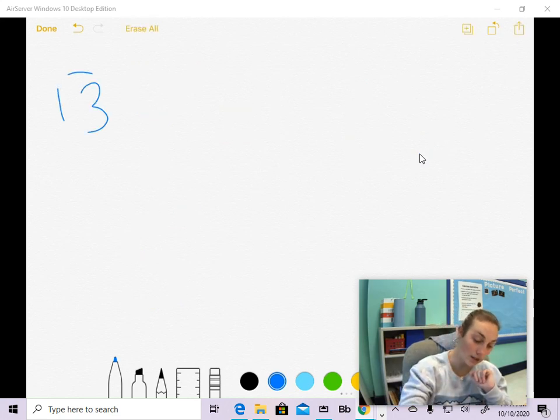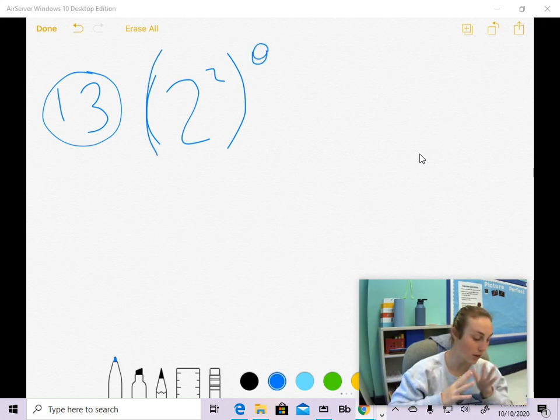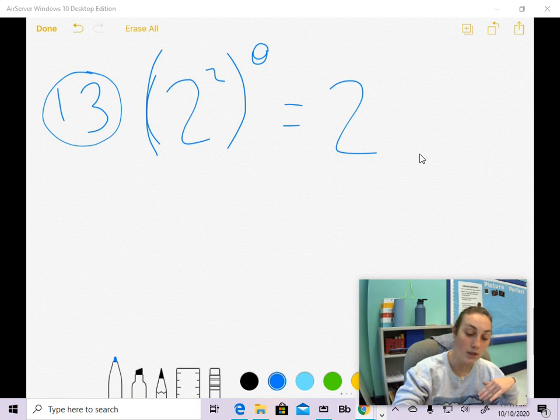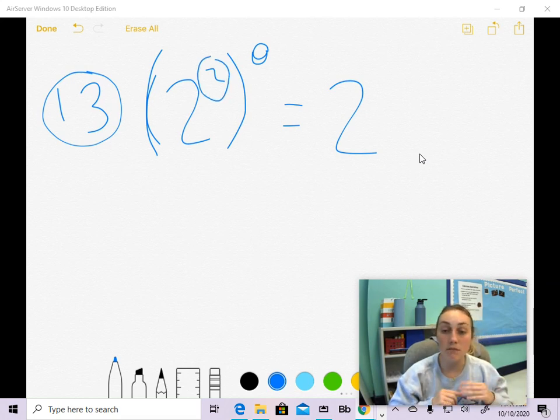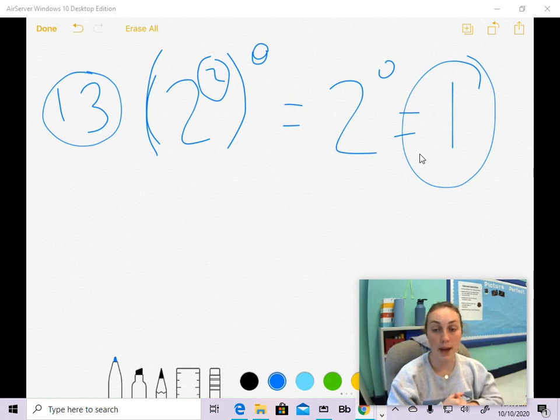Let's skip on to number 13. What we have here is 2 squared. That thing is raised to the 0 power. Okay. So again, this is going to be multiplication. The base stays the same, but we can do 2 multiplied by 0. Any number times 0 is going to be 0. Again, if you have a number to the 0 power, the answer is going to be 1, and that's all you have to do. Okay.